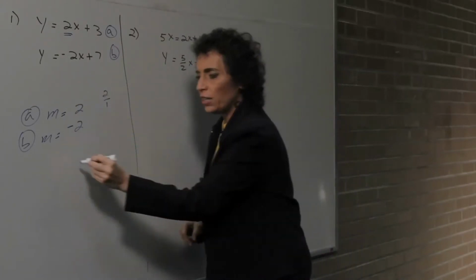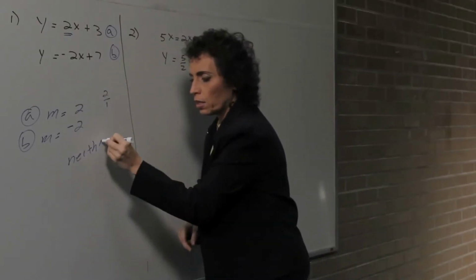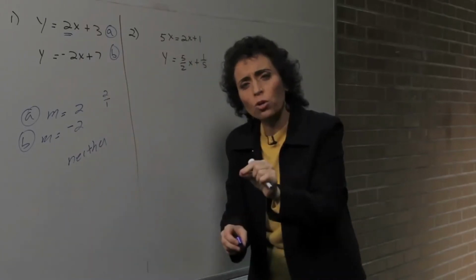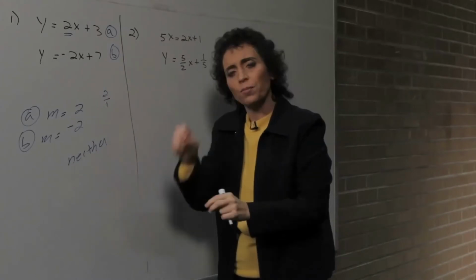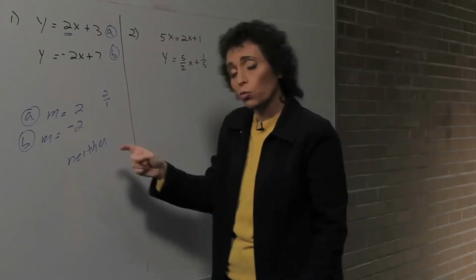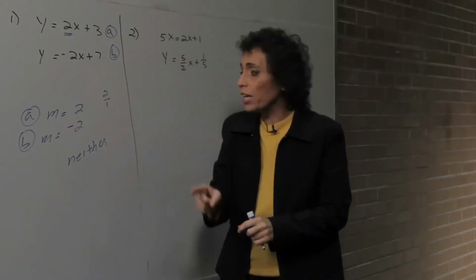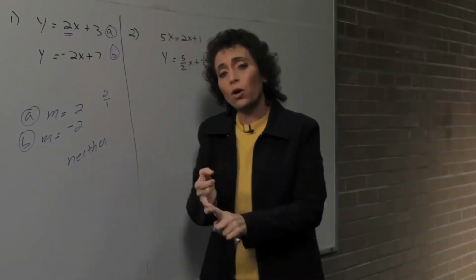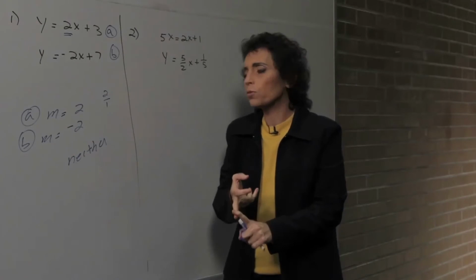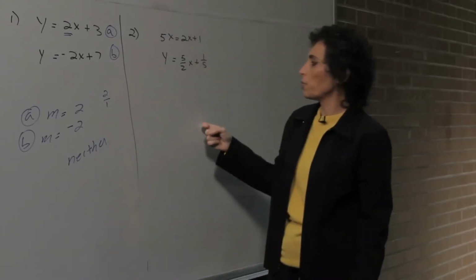So this is neither, because they don't have equal slopes nor negative reciprocal slopes. So this is neither. And when you write this in your workbook, you need to write down why. They're neither perpendicular nor parallel because they don't have equal slopes and they don't have negative reciprocal slopes. Okay? Let's take a look at number 2.